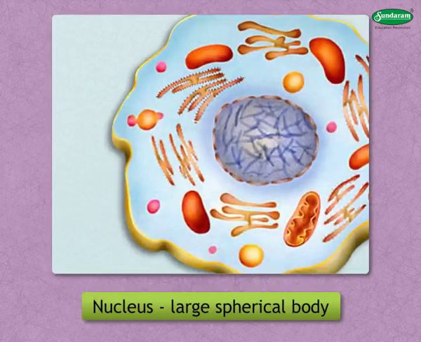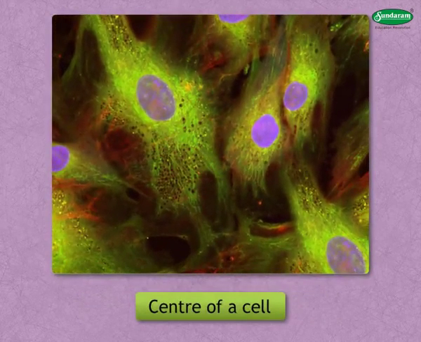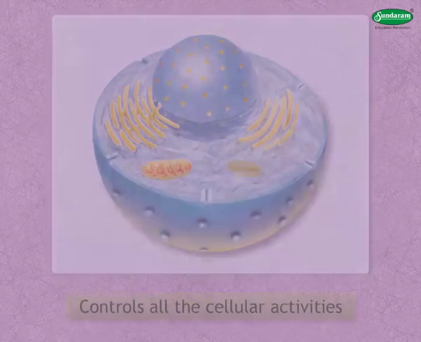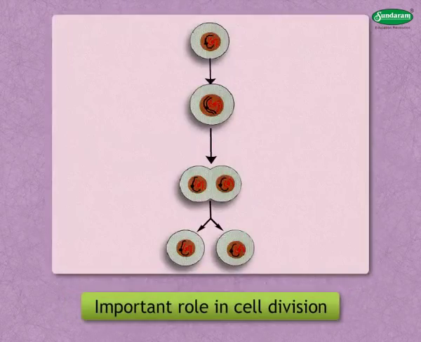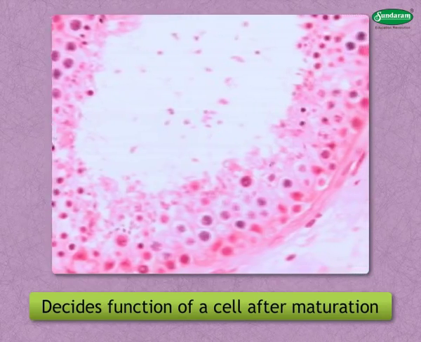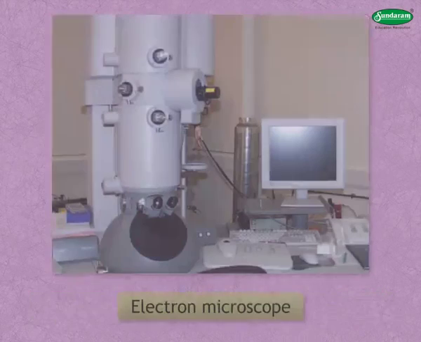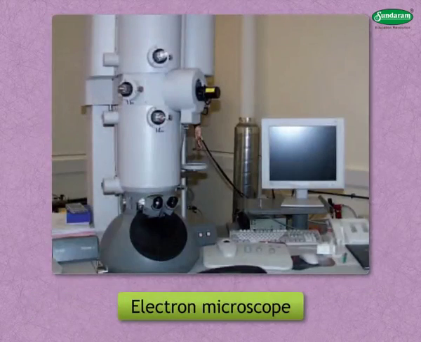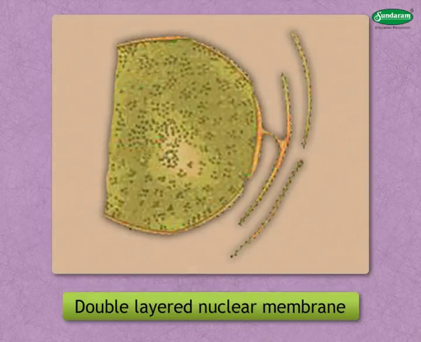Nucleus is a large spherical body generally lying at the center of a cell. It is the most important part of the cell. It controls all the cellular activities and also plays an important role in cell division. It decides what function a cell will carry out after maturation. When observed with the help of an electron microscope, we can see the nucleus covered by a double-layered nuclear membrane.